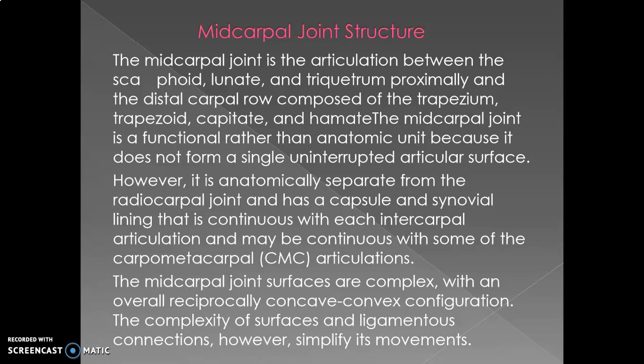However, it is anatomically separate from the radiocarpal joint and has a capsule and synovial lining that is continuous with each intercarpal articulation and may be continuous with some of the carpometacarpal CMC joints, the next, distal joint. When we take the radiocarpal joint, the capsule is comparatively loose, and the ligaments of the radiocarpal joint are similar to those of the midcarpal joint. That's why we'll discuss it here. The only way we can say the midcarpal joint is different from the radiocarpal joint is that the synovial capsule for the radiocarpal joint and the synovial capsule for the midcarpal joint are totally separate.